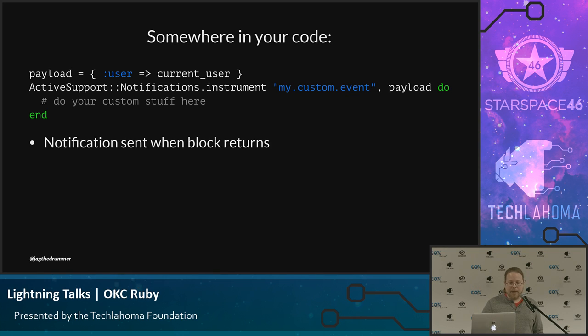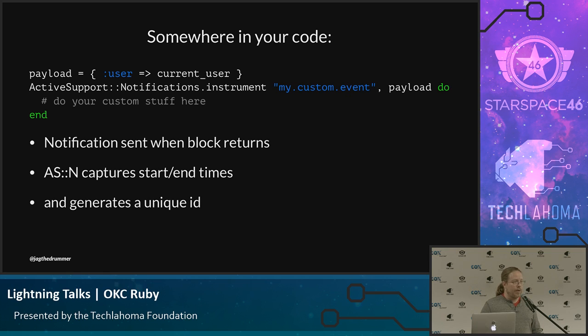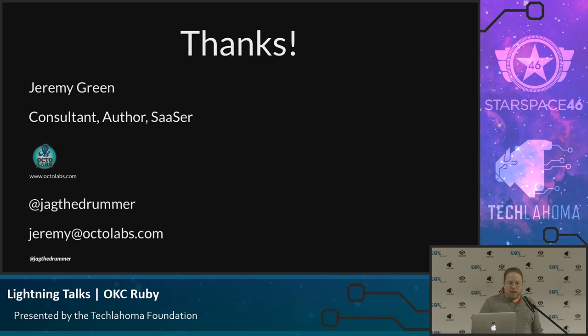So the notification is sent when the block returns. At the end of that block, your notification is going to be fired. Active Support Notifications will capture the start time and the end time for you, so you don't have to do that. It's going to calculate the elapsed wall time for you, and it's going to generate a unique ID so that if you need idempotency on these calls, you have a unique ID that you can use to make sure that you're not duplicating calls to Librato. And that's it. That's all I got. Does anybody have questions?